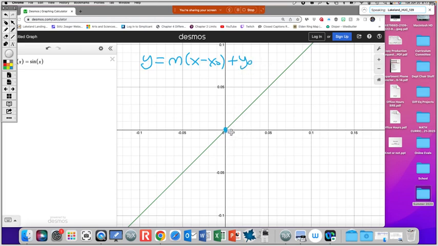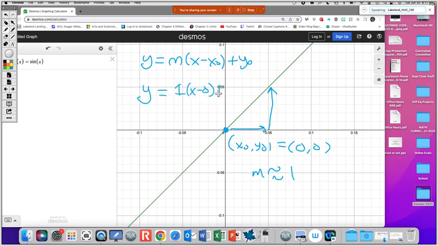If we're looking here at the origin, our x naught and y naught are both 0, 0. Now I just have to figure out the slope. What's the slope appear to be? However far I go over is exactly how far I go up, right? So the slope appears to be 1. You dial all that in, and sure enough, I get y equals x. You with me or not?